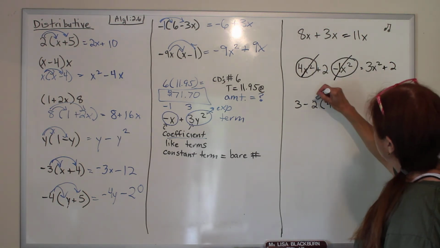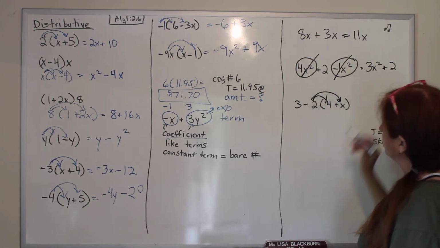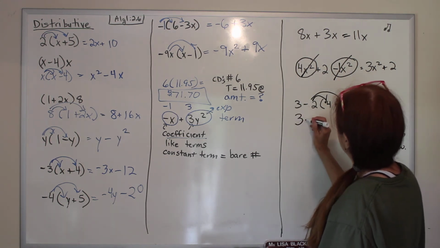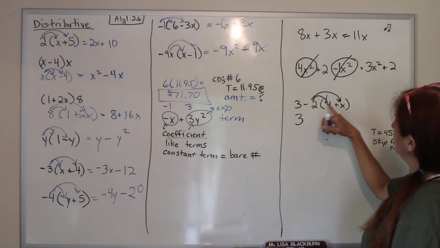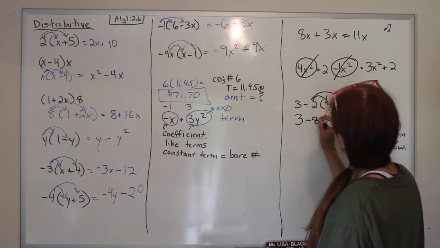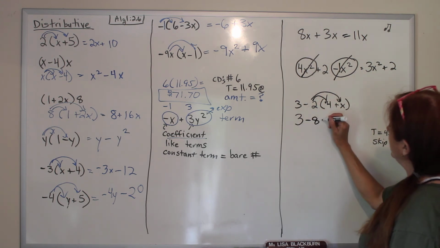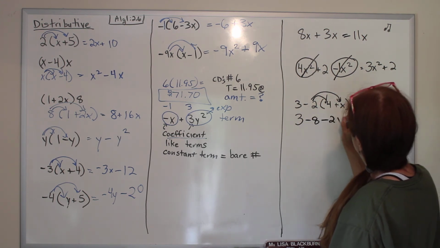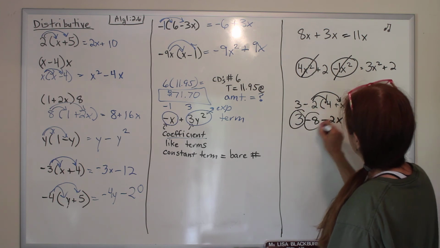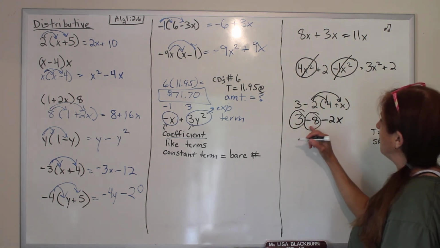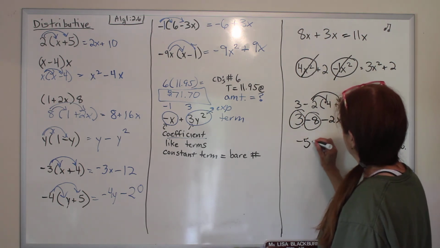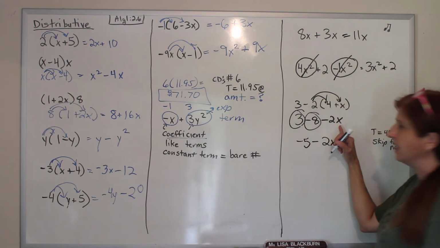Here's another problem that's in your book. We're going to need to use the distributive property first. 3, and then we have -2 times 4 is -8. -2 times x is -2x. These are the terms that can be gathered up. They're the bare numbers. So 3 minus 8 is -5 minus 2x. There's nothing you can do with this.